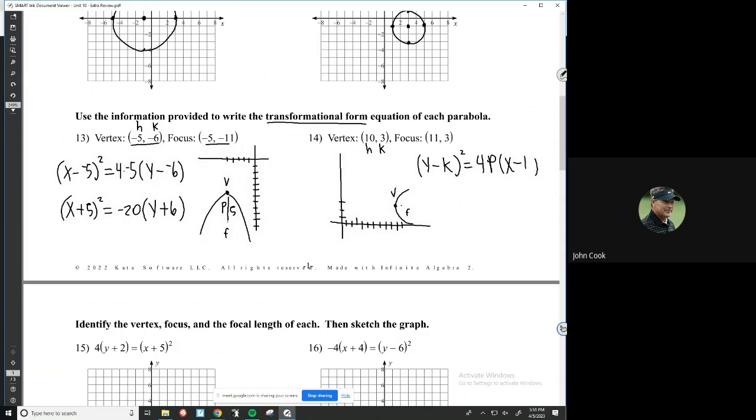So h is 10, and then k is 3. And then how far away are the focus and the vertex from each other? Well, it looks like their y values are the same, so it's the difference between the x values. How far away are the x values from each other? They're a difference of 1. So my p value is going to be 1. And since the parabola is pointing to the right, that's a positive x direction. So that means that technically it's going to be positive for the p value. So I can just leave it as a positive 1. And this is actually pretty close to the way I'd want to write it. I just maybe multiply the 4 and the 1 together to make 4. But that's my parabola formula.